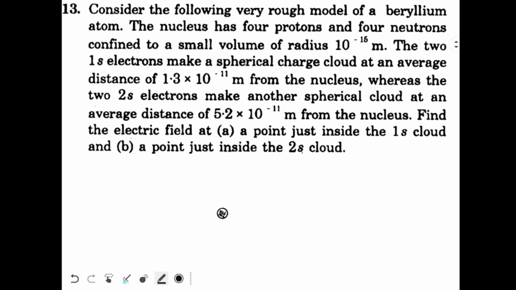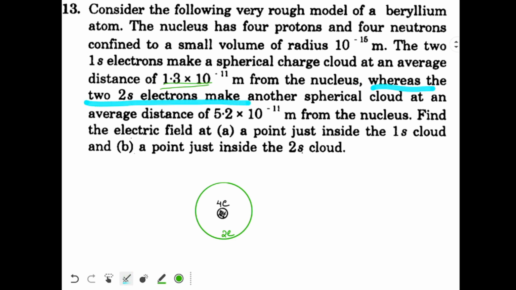Alright, the nucleus has 4 protons, so the charge of the nucleus will be 4e, correct? Then the two 1s electrons make a spherical charge cloud at an average distance of 1.3 into 10 power minus 11 meter from the nucleus. So the two electrons in the first 1s orbit will make a shell. They are saying that they are roughly making a spherical charge cloud, so let's call it a shell. So the shell has charge how much? 2e, and its radius is given 1.3 into 10 power minus 11 meter.